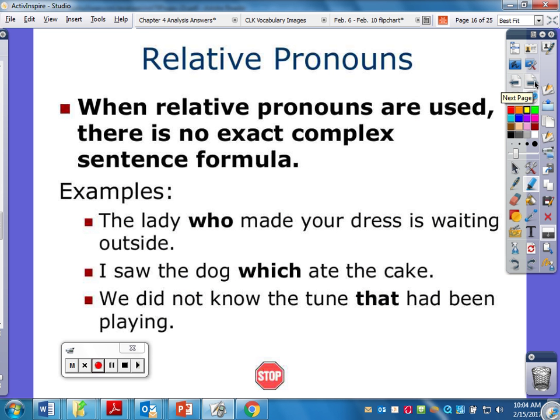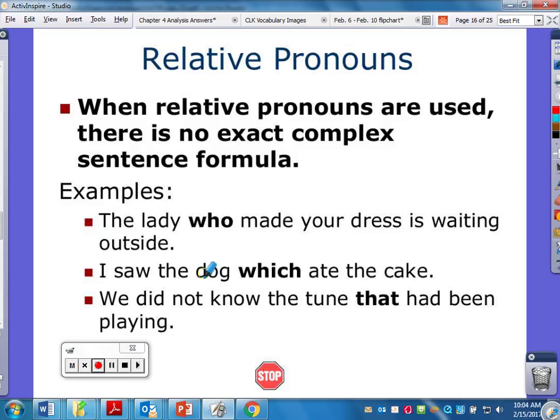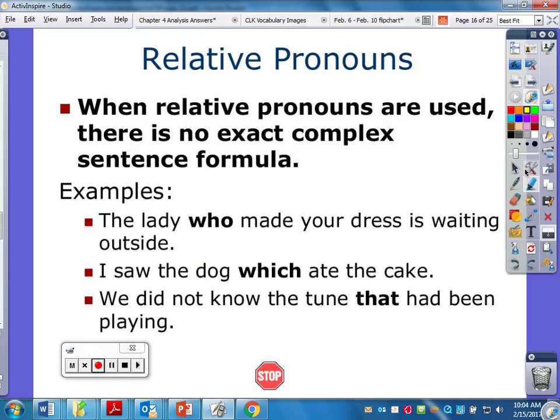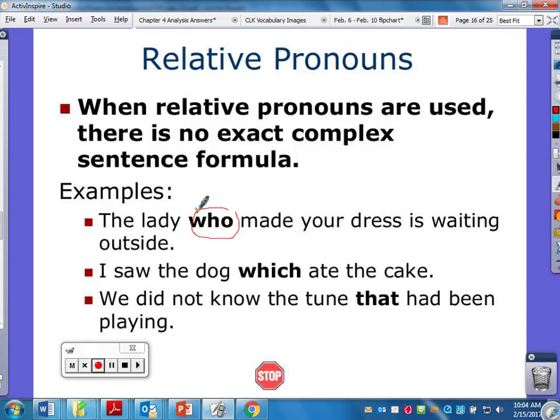Now, when relative pronouns are used in a complex sentence, there is no exact complex sentence formula. Here are some examples. The lady who made your dress is waiting outside. Where is our dependent clause? Our dependent clause, remember, will start with our relative pronoun. It is right smack in the middle of that independent clause.